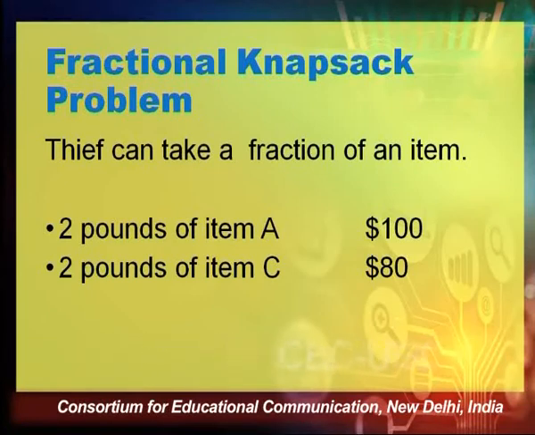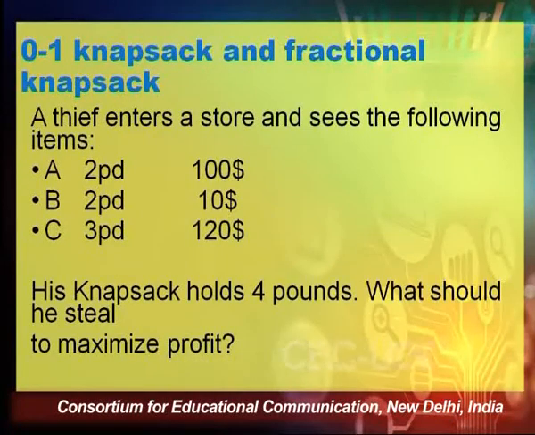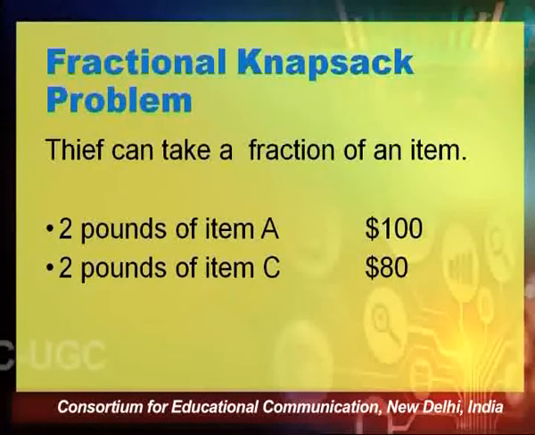You can see that he has taken item A, which is weighing 2 pounds, and he has taken 2/3 of item C, because item C had a total of 3 pounds and $120. So if he is taking 2 parts of that particular item C, he will be gaining $80. So a total of $180 will be the value of his knapsack, and the knapsack is full to its capacity.